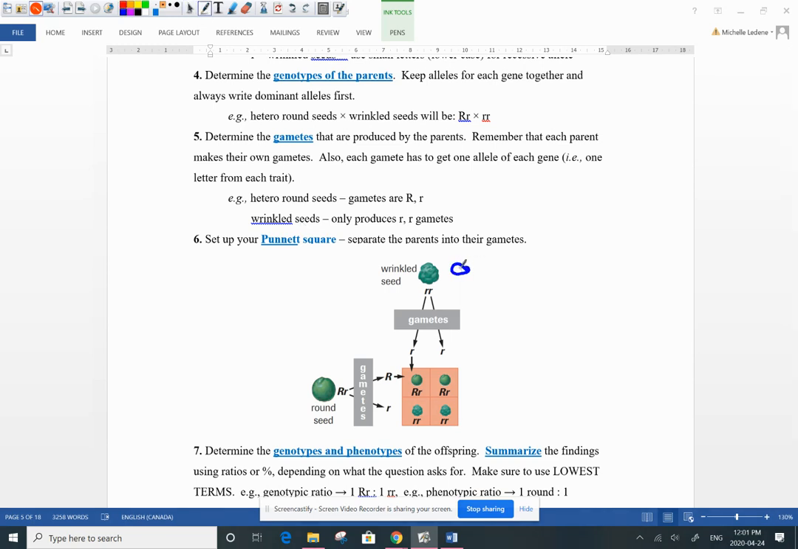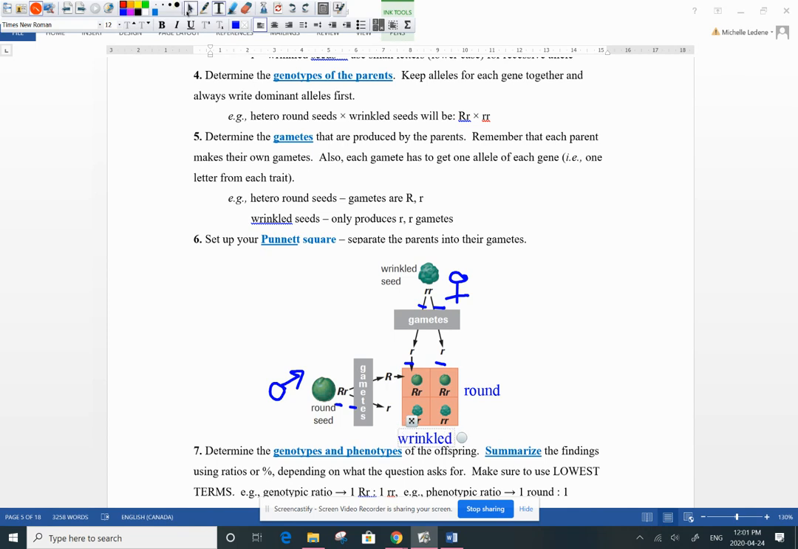So maybe this is the female parent here. She's recessive. She only has little r's, only recessive alleles. Here's the male parent. He's heterozygous, so he has a big R and a little r, and we put them down the side of the Punnett square, and then you do your Punnett square. Again, I feel it is important that you actually write right in the square the phenotype as well. So this guy is round, and this guy is wrinkled.